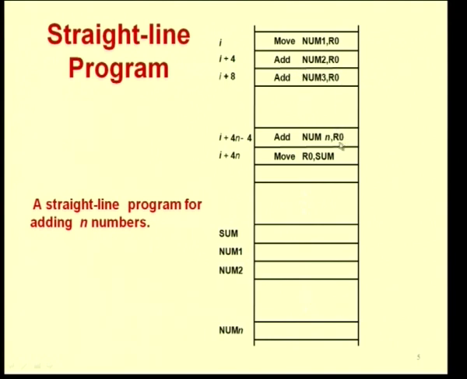So, R0 at the end of these n instructions would have the sum, which could be moved to the location called sum. So, if you had this kind of a simple program, it would very easily do a summation of n numbers for you. The only problem with this kind of a straight line program is that if your n value was large, let us say you are adding some 1000 numbers, then you would have to write 1000 such instructions, first one doing a move and then 999 add instructions. Obviously, it is not a very efficient way of doing things.